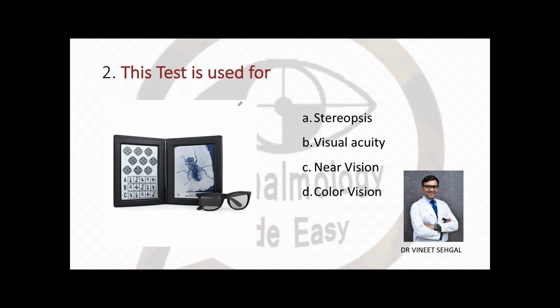Next question they have asked, they have given a picture and asked this test is used for which purpose. So basically this is a random dot test and it is used for measuring stereopsis. So A is the answer.